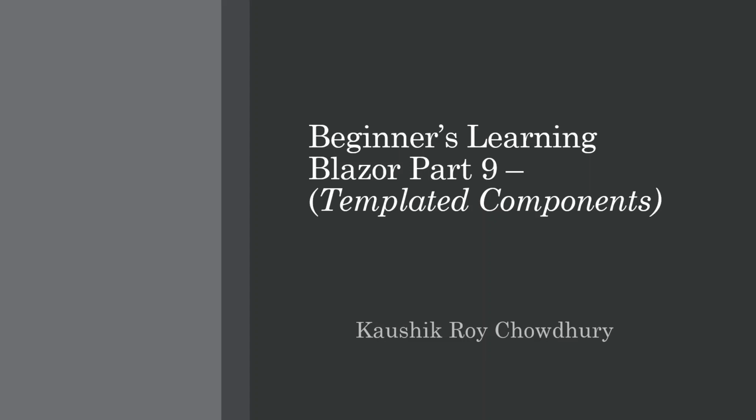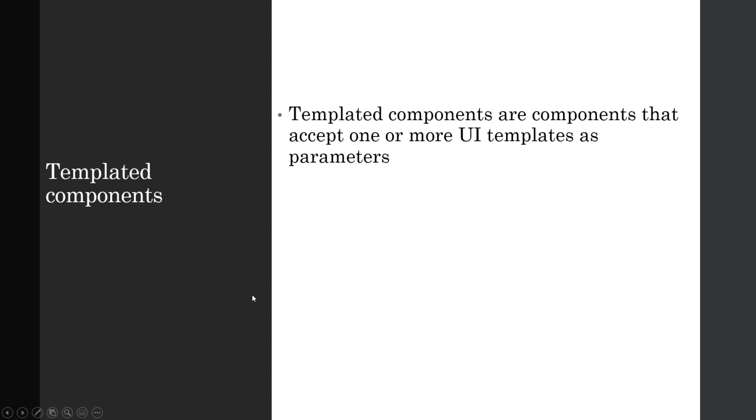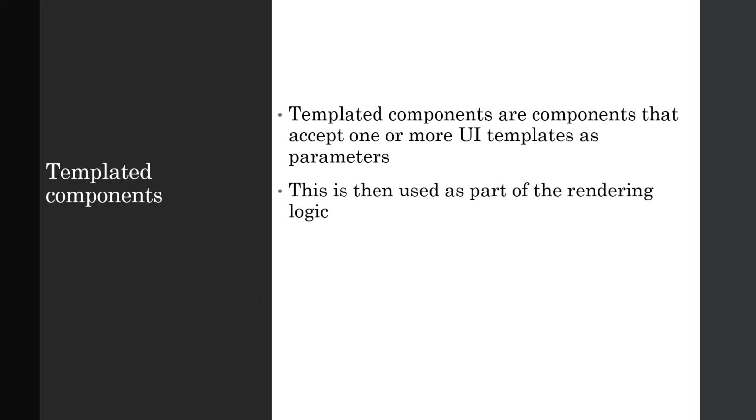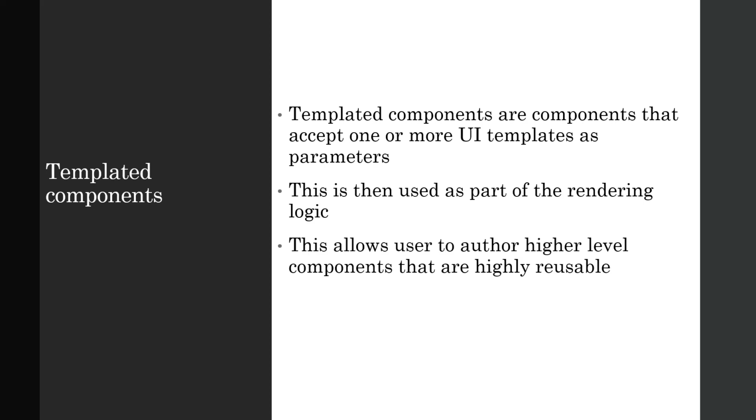This is part 9 of the beginners learning Blazor series, and we'll be taking templated components today. So what are templated components? Templated components are components that accept one or more UI templates as parameters. This is then used as part of the rendering logic, and this allows users to author higher level components that are highly reusable, more so than the regular components.